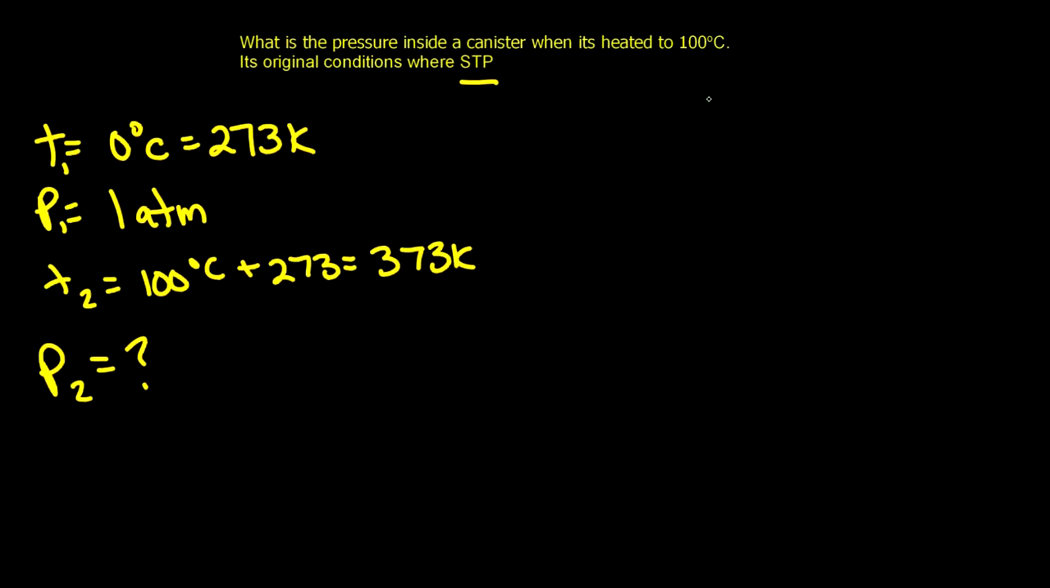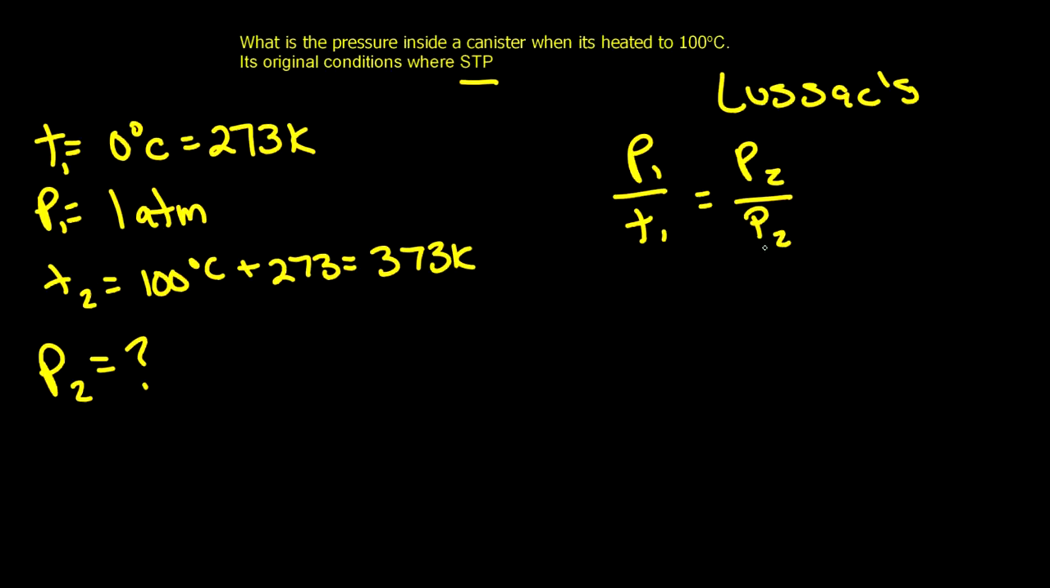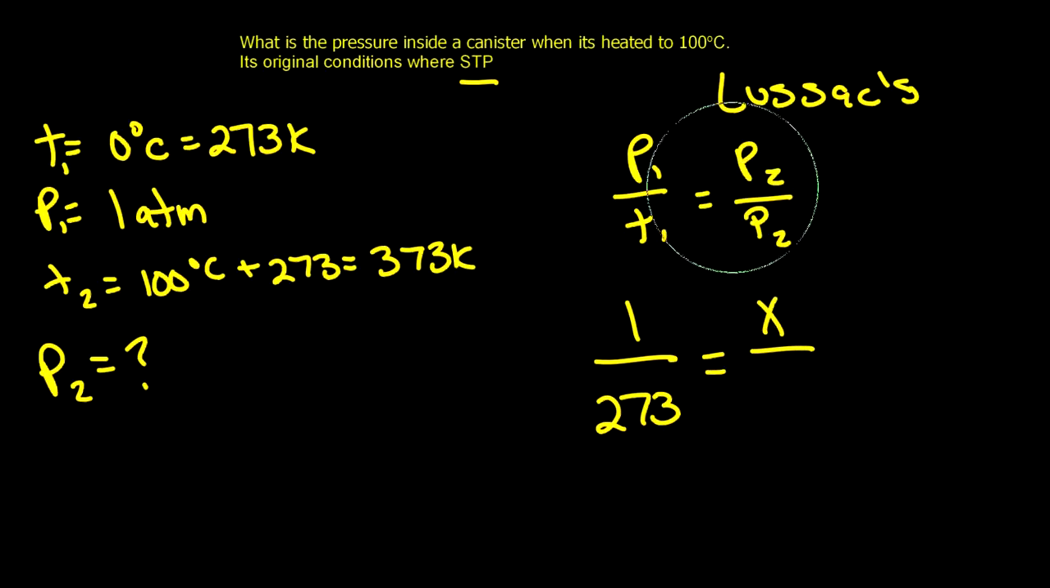Now pressure and temperature, that is Gay-Lussac's law. And that is pressure over temperature initially equals pressure over temperature after it changes. So P1 is 1 atmosphere. Temperature 1 is 273 kelvins. Pressure 2 is what I'm looking for. Oops, messed up my formula. Let me fix that real quick. This should be a temperature 2. My mistake. Temperature 2 is 373.